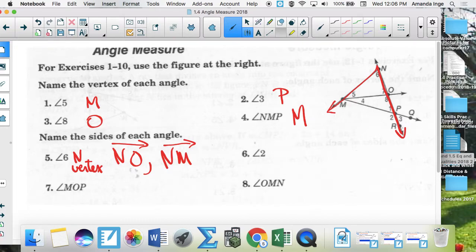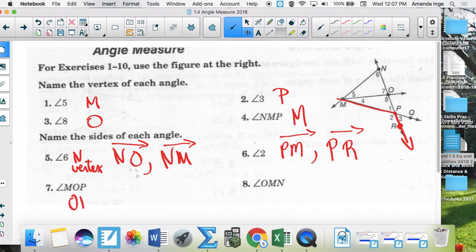All right, so angle 2. Angle 2 is right here. P, O. P, M. And what else? PR. On number 7 and 8, we don't have to look at the picture. This is OM and OP. This would be MO and MN. We just said O to M, O to P.